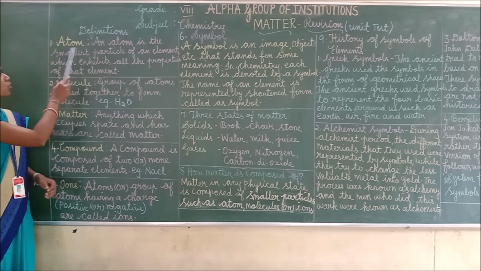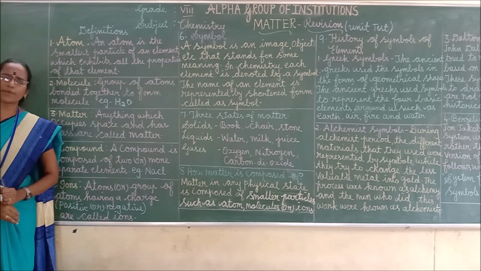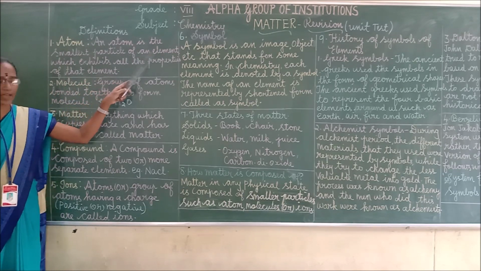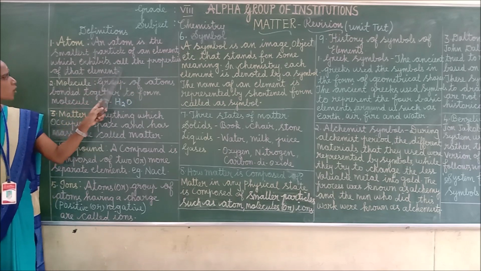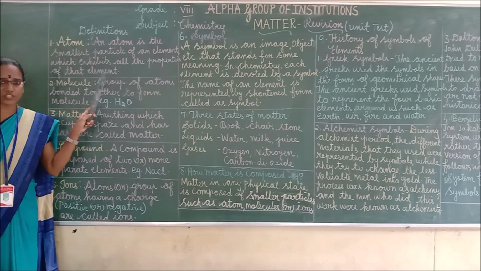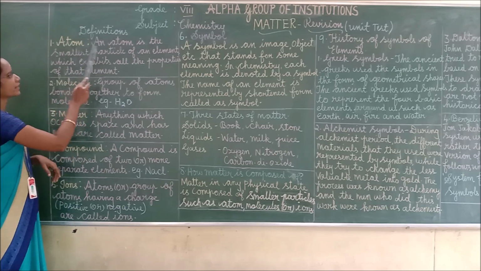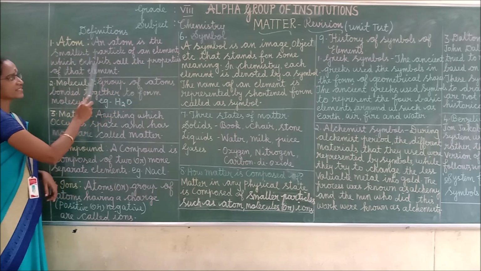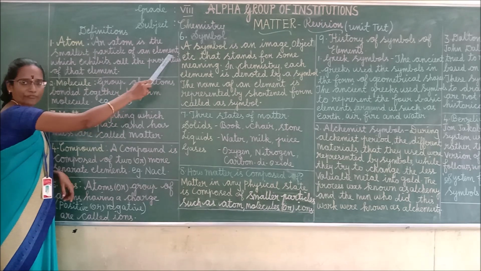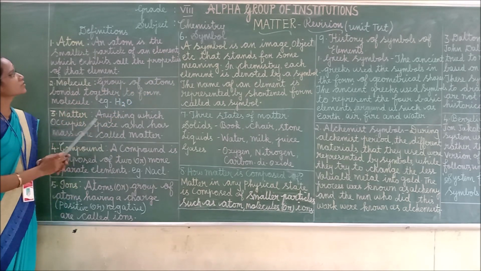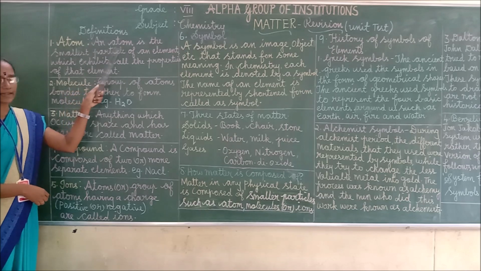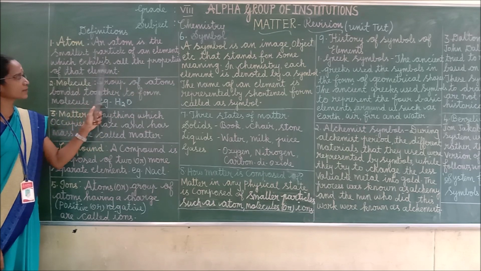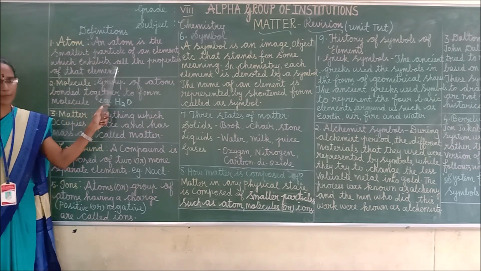First one, define atom. What is meant by atom? An atom is the smallest particle of an element which exhibits all the properties of that element. This line is very important. These are two more questions. So what do you mean by atom? An atom is the smallest particle of an element which exhibits all the properties of that element, right?